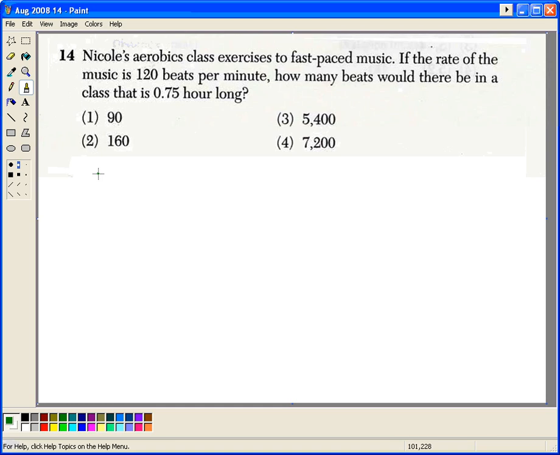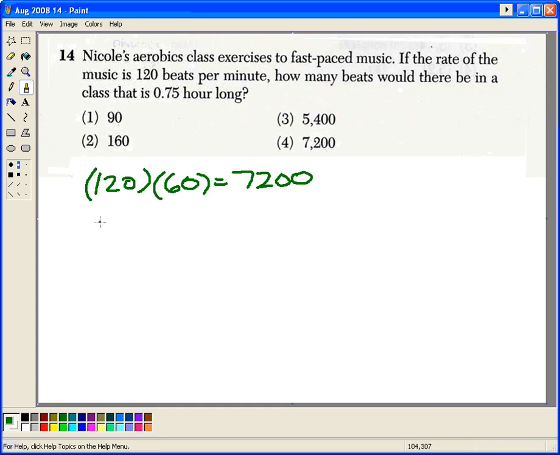For instance, let's just mix up some numbers. Let's say I'm lost and I just start mixing up numbers. I'm just going to sit here and I'm going to go 120 times 60. There's 60 minutes in an hour. There's 60 seconds in a minute. Let's see if I just multiply those two together. What would I get? I get 7,200. I get our answer number 4.